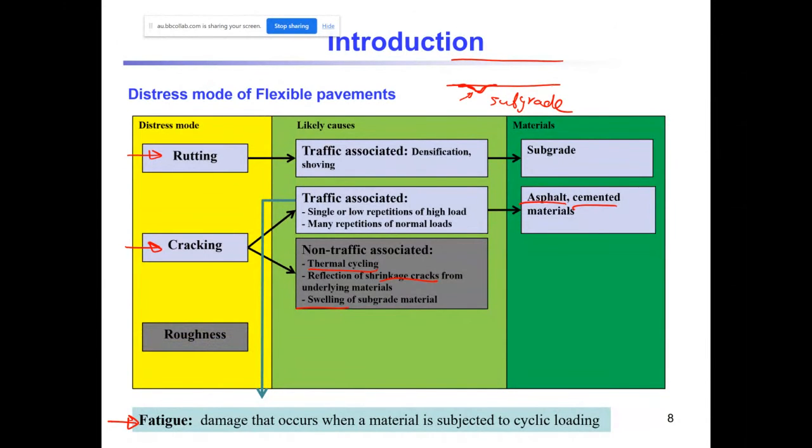The other mode of failure or distress mode is roughness, or it is also called irregularity, and that is because of the variability of density. So when you design a road where the strength is not uniform, or the material parameters are not uniform, the material is non-homogeneous, and that can cause some roughness. Again, that can cause some permanent deformation in the structure.